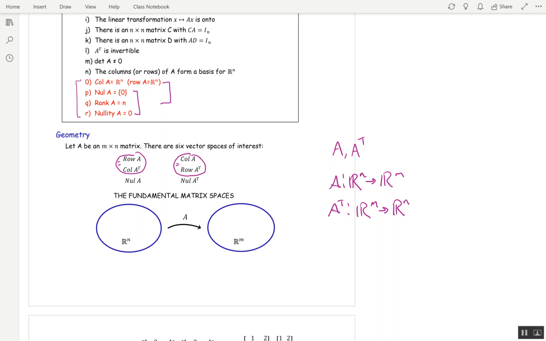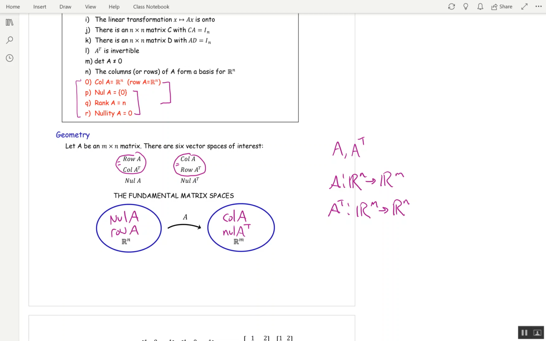So that leaves us with four vector spaces, and we want to figure out where they live. So if A maps Rn to Rm, null A lives over here. Col A lives over here. We've already seen that. A transpose goes from Rm to Rn, so null A transpose has to live over here. And then what's missing is row A. Row A lives over here.